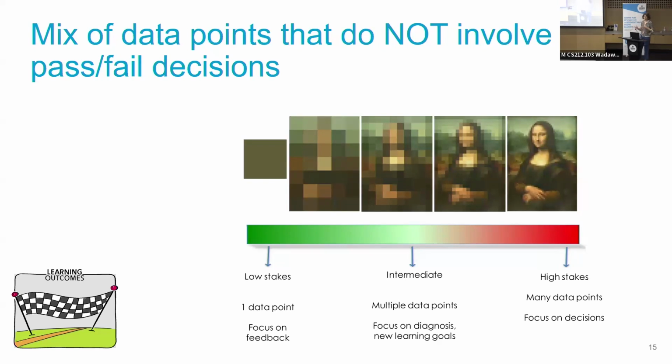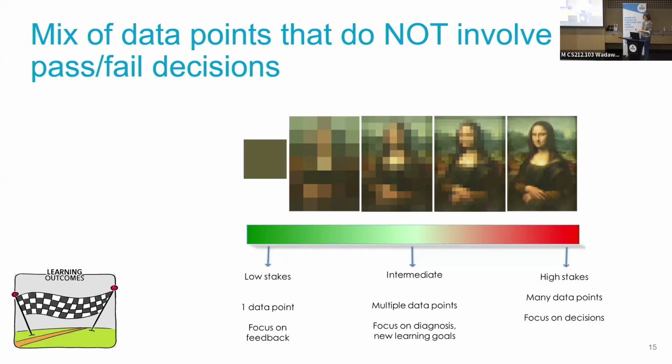And then you see the difference between low stakes and high stakes. We differentiate between low stakes decisions, and those are decisions that have little consequences for students. So based on one pixel or one data point, as we call it, you do not make any pass-fail decisions, but the main focus is feedback, so assessment for learning. Then in the middle, there's intermediate. Based on multiple data points, you get a rough picture of where the student is going. You have more information, and this focuses on diagnosis and setting new learning goals together with the student.